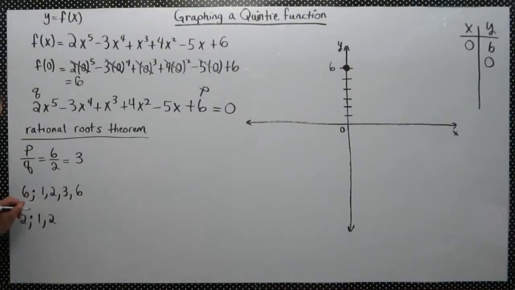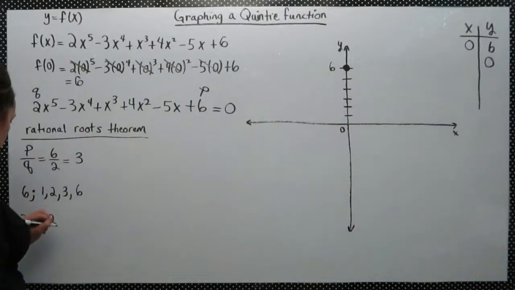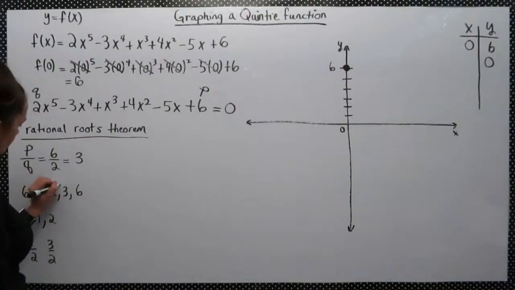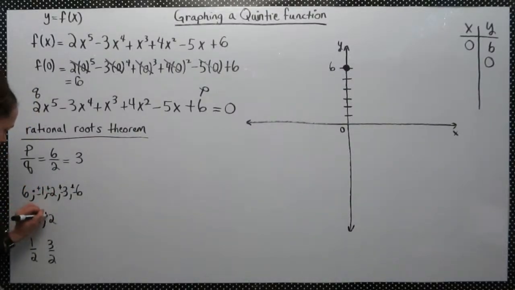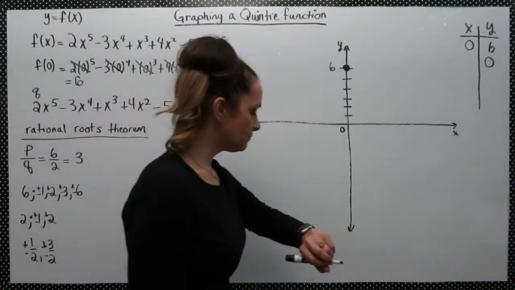And then you're going to make all your fractions if you can. So 1 over 1 is 1. That's a repeat. 1/2 is on there. And then 2 over 2, 3 over 2. And then 6 over 2 is 3. And then it's the plus or minuses. So there's no repeats. Plus or minus, plus or minus. And this one's looking a lot like that 4th degree polynomial, but it's a 5th degree.